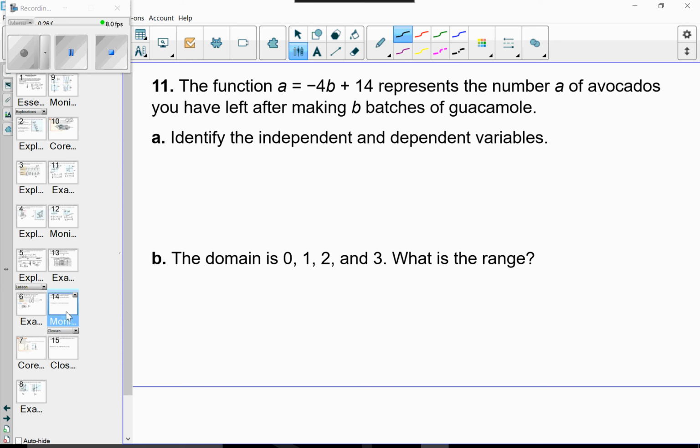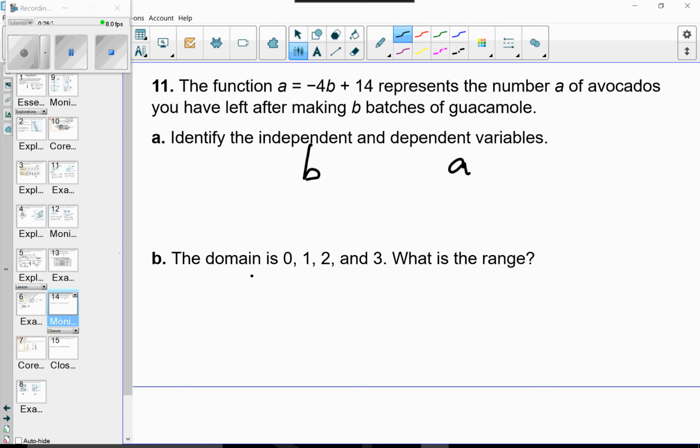Okay, for this particular one, obviously we have independent and dependent variables. So for this particular one, we are going to say that our A is our independent, and that's going to be the number of avocados, and the dependent is going to be B, which is going to be the number of batches of guacamole. Okay, so batches of guacamole B, number of avocados A. So now I'm not going to make a table this time, but I'm still going to figure this out.